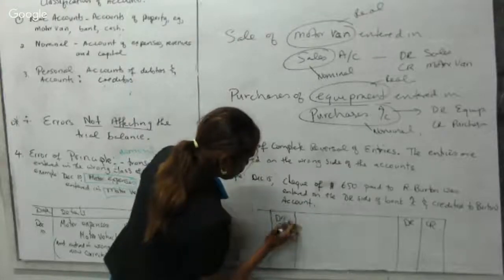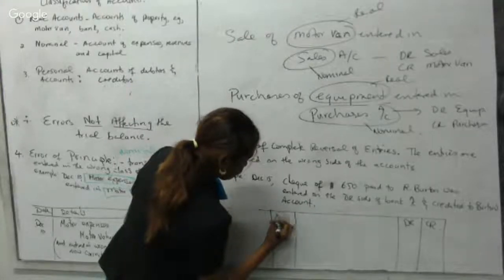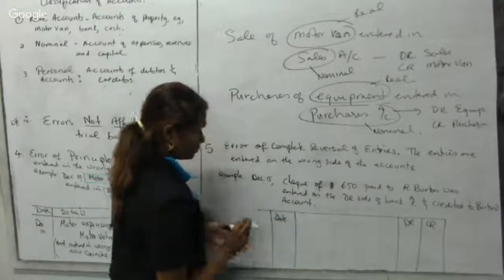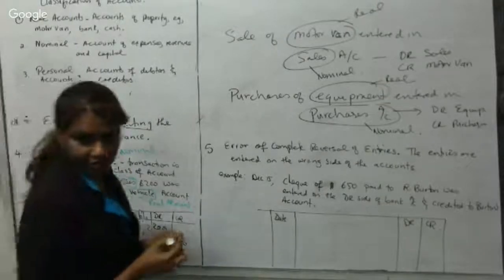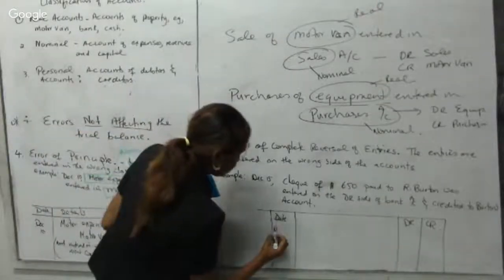All right, tell me about this one now. A cheque of 650 was entered on the debit side of the bank and the credit side of Burton's account. See anything wrong with that? Yes, because the cheque is supposed to be credited and Burton should have been debited. So we correct it then. Reverse it. Simple.